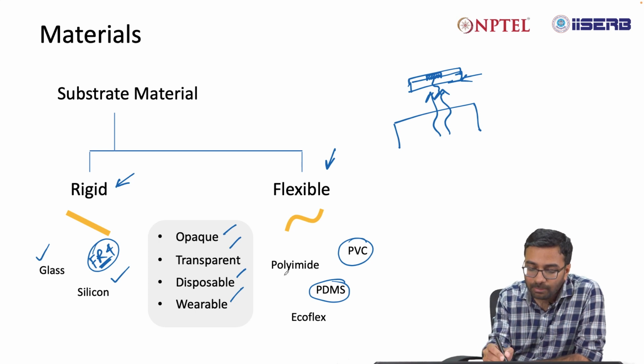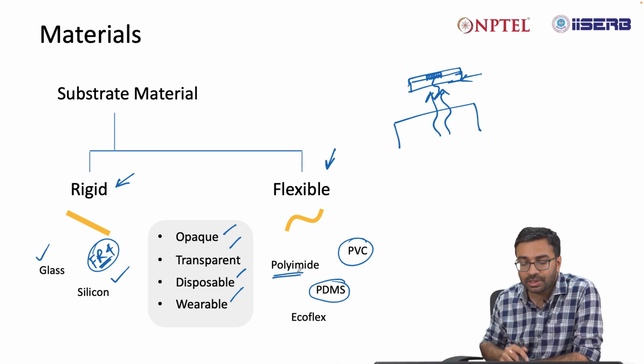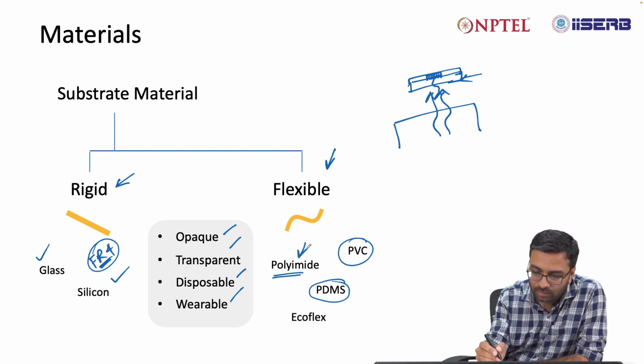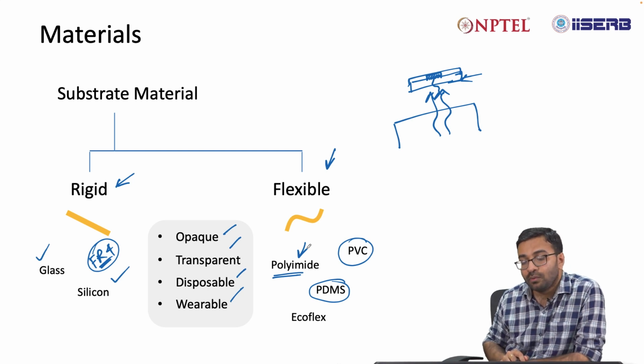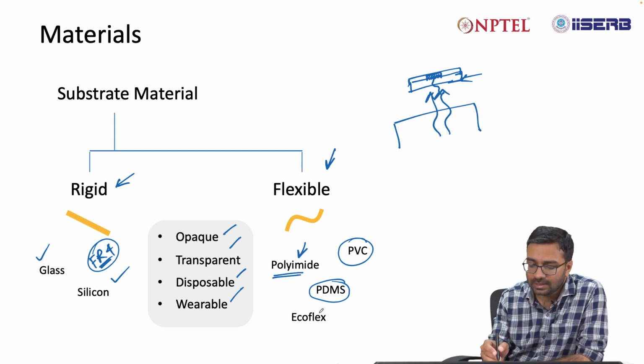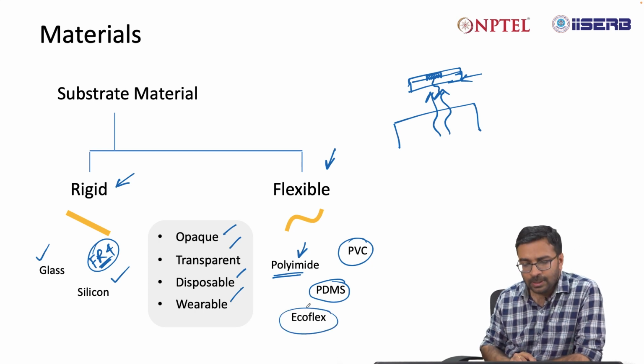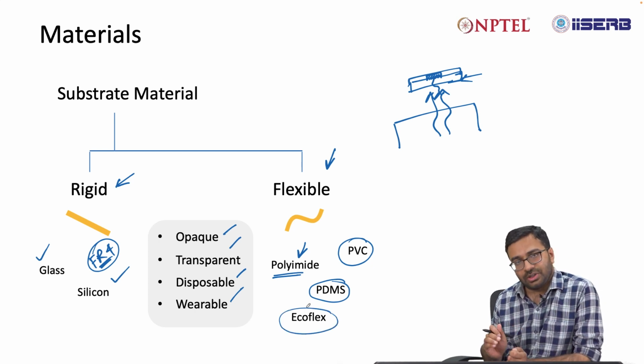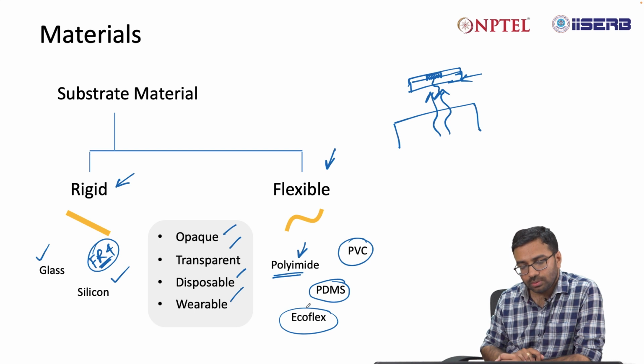We also take polyimide as a flexible substrate. Polyimide is heat resistant. So for different high temperature applications, if a flexible sensor is needed, usually people prefer polyimide. Then there is another material called EcoFlex, which is also stretchable. So these are different flexible substrates that you may find people using for different sensor fabrication.